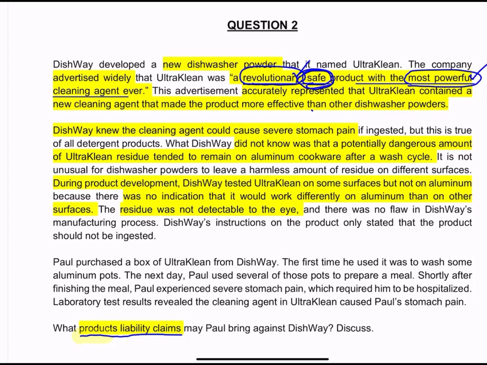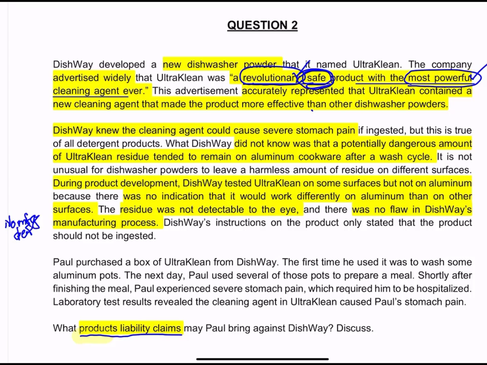They go on to tell us that the residue is not detectable to the eye. I think that's to preclude the defense of assumption of the risk or some sort of negligence on Paul's part. There was no flaw in Dishway's manufacturing process. Bingo, no manufacturing defect. Dishway's instructions on the product only stated that the product should not be ingested.